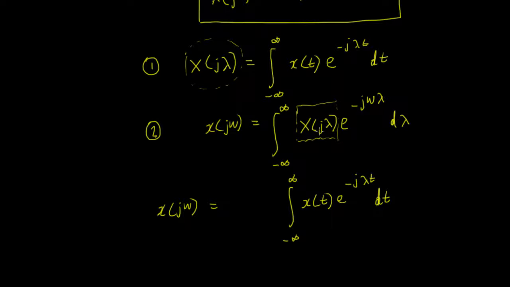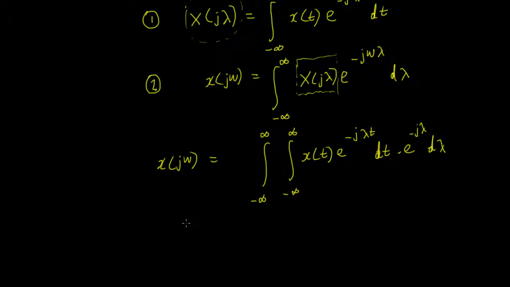Okay, and then we'll replace the rest of it here, which is times e to the minus j lambda by d lambda. Okay, and it's the integral from minus infinity to infinity.